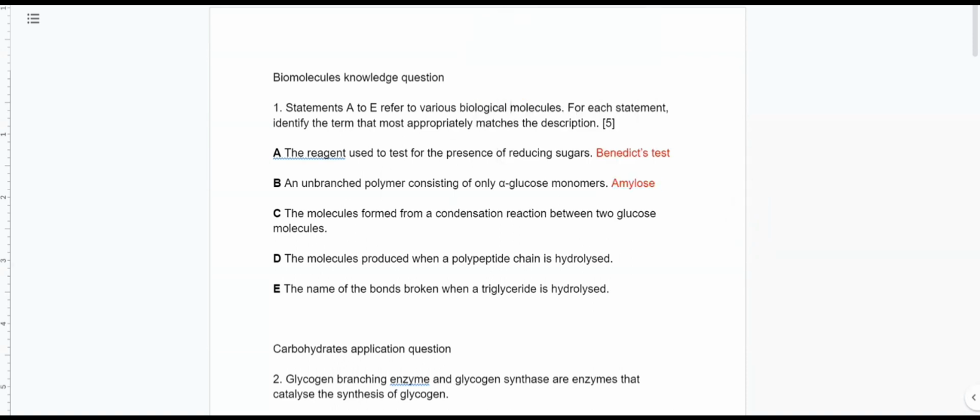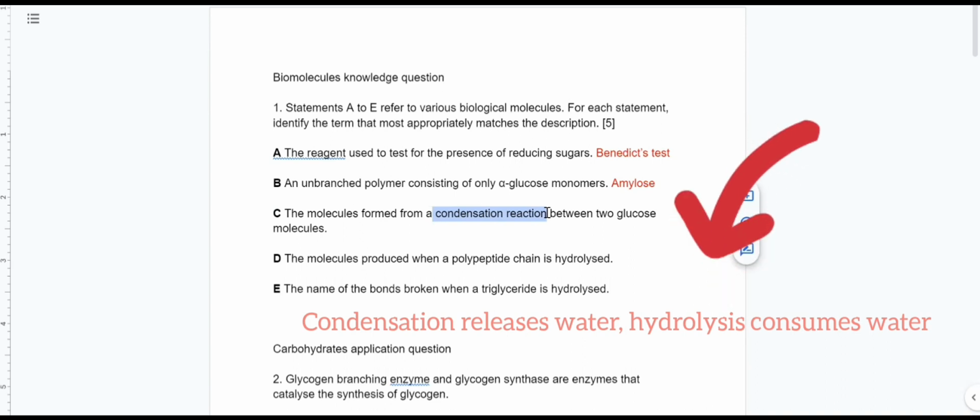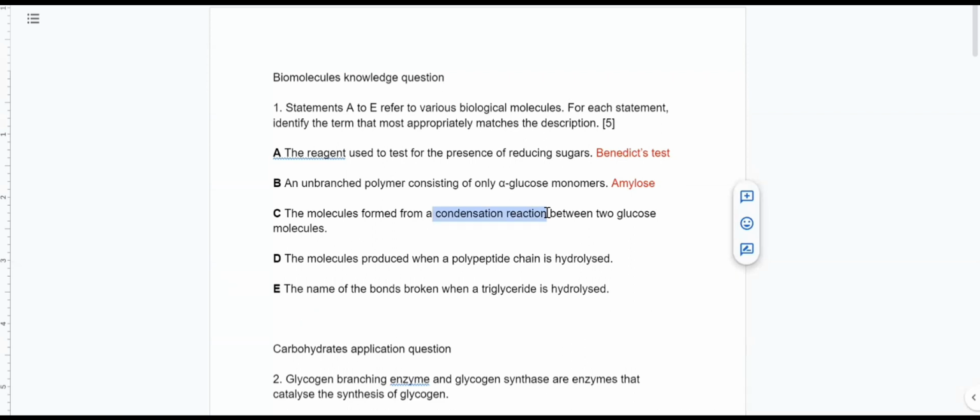C says the molecules formed from a condensation reaction between two glucose molecules. So take note that condensation reaction should not be confused with hydrolysis. In fact, condensation is the opposite of hydrolysis because in hydrolysis, you are using one molecule of water to split a larger molecule into two smaller molecules. Whereas in a condensation reaction, you are forming a larger molecule by joining two smaller molecules together and in the process releasing a molecule of water as well, hence the name condensation.